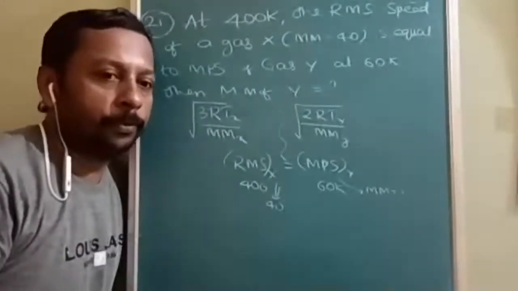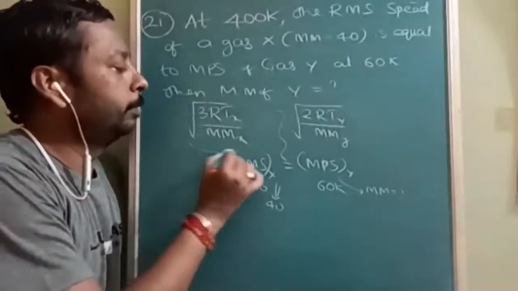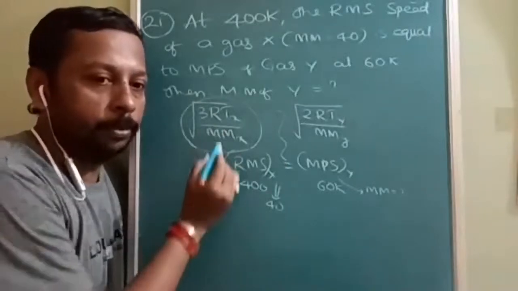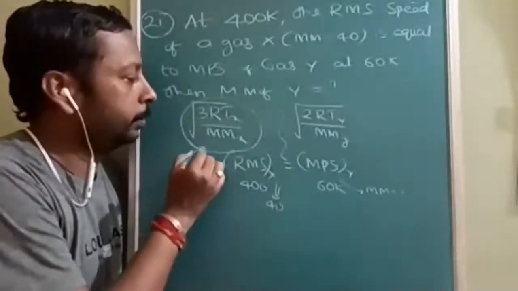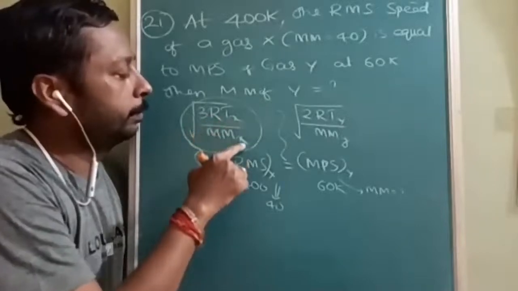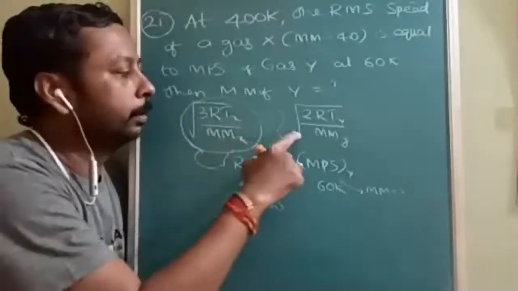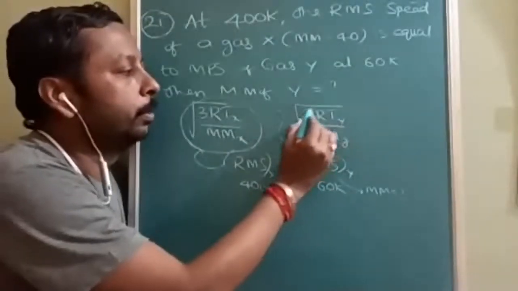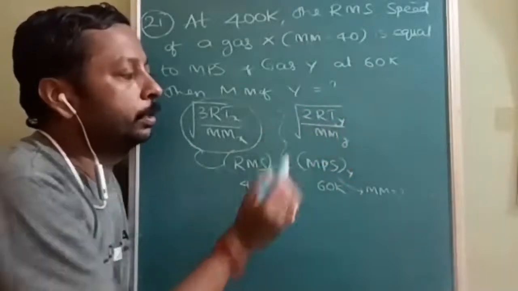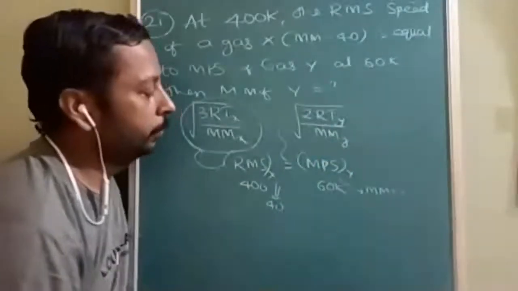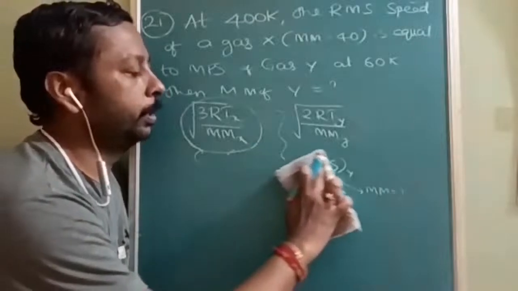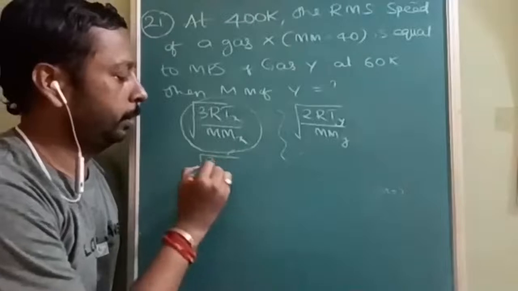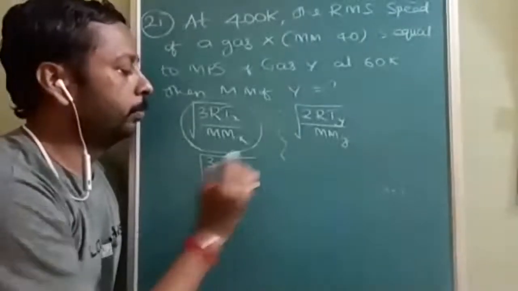Before this you should know that the RMS speed formula is square root of 3RT upon M. For X we are given the RMS speed, with its own temperature and molecular mass. In the case of the most probable speed, the formula is square root of 2RT upon M, and this is related to Y. If I substitute the given values, I will get the answer. The square root of R will get cancelled, don't worry about that.